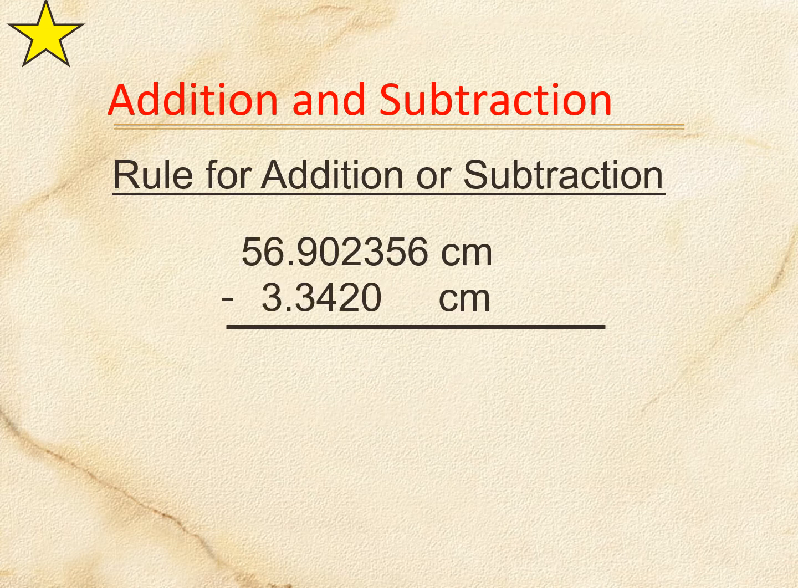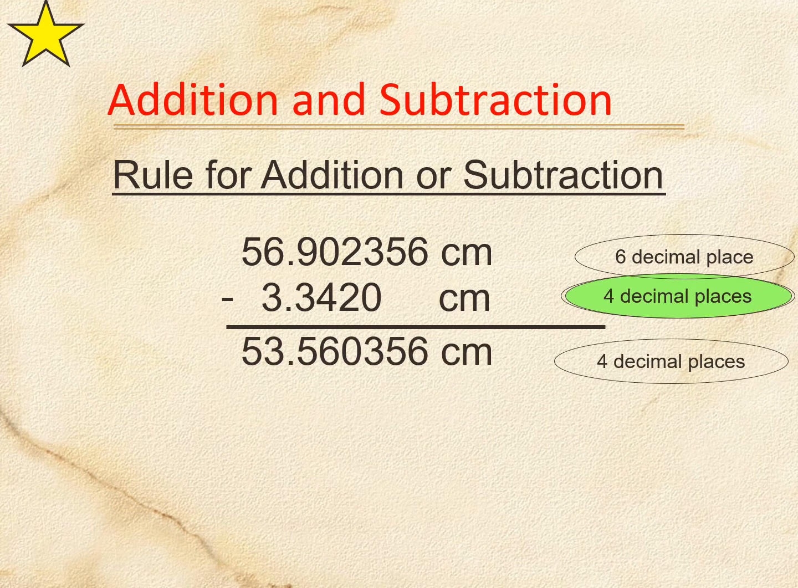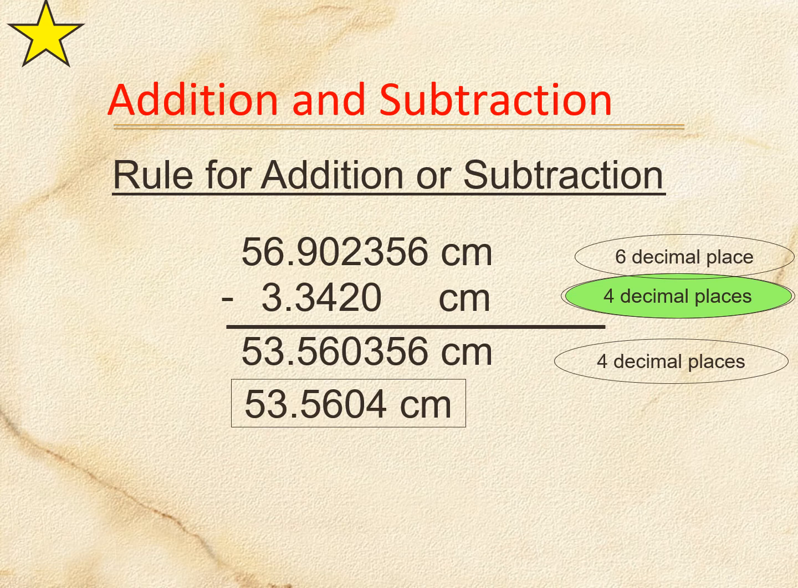Subtraction, same idea. You have 6 decimal places on the top, you have 4 on the bottom, so your answer can only go to 4 decimal places. When you do the subtraction, your unrounded answer is 53.560356. Again, students are going to ask, how many digits do I need? You round based on the rule. So you look at the 4th place, which is the 3 right here. It rounds up because of the 5 next to it. So 53.5604.